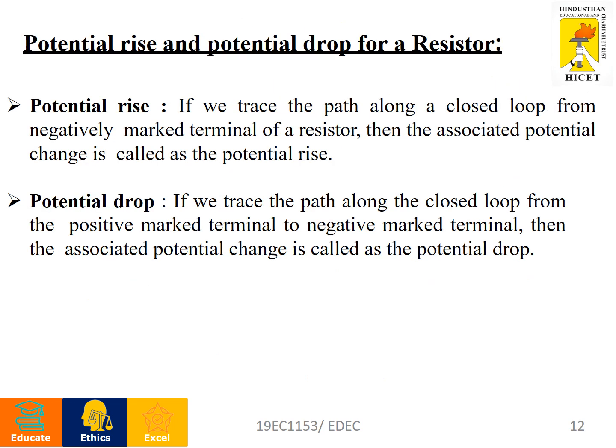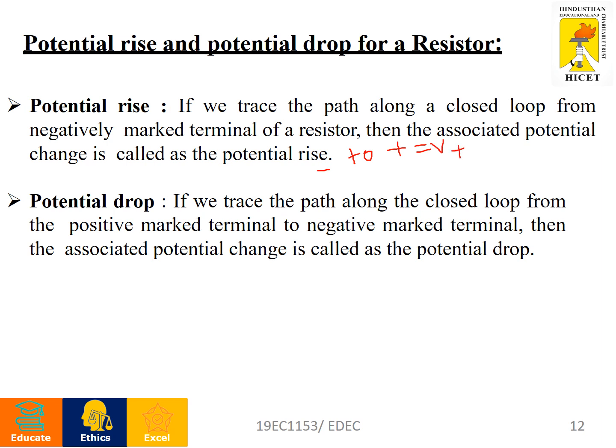The next one is potential rise and potential drop for a resistor. Potential rise: if we trace the path along a closed loop from the negatively marked terminal of a resistor, then the associated potential change is called the potential rise. So simply we can write the polarity, negative to positive, means it is a potential rise or voltage rise.